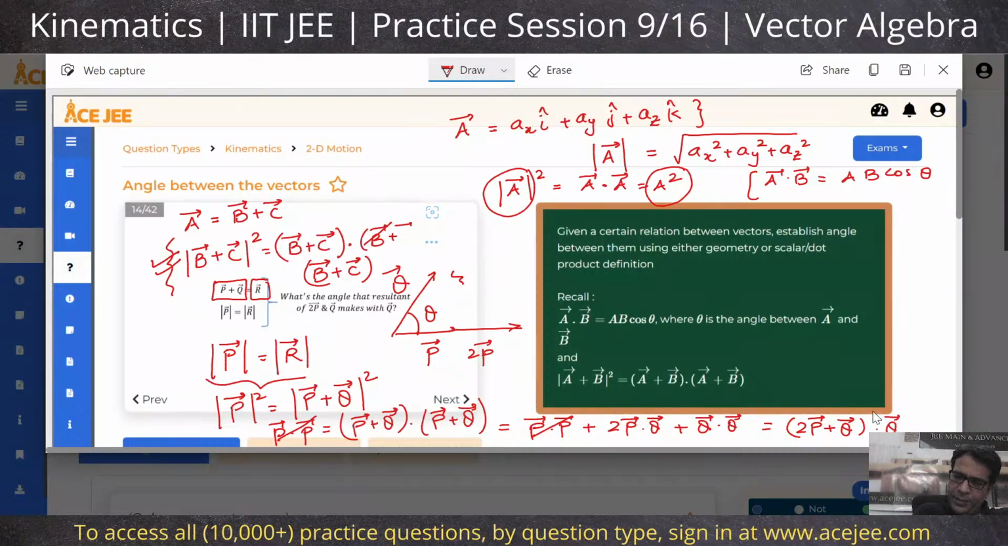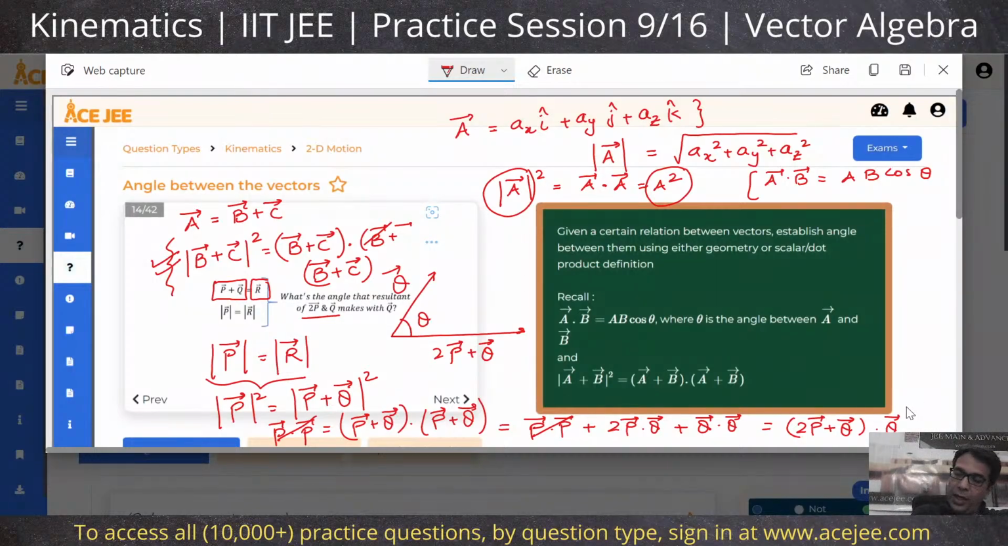By the way, I misrepresented. That's not what they're asking. Once again, this is not what they're asking. They're asking what is the angle that the vector 2P plus Q, let's say this is 2P plus Q, makes. What is this angle they're asking?